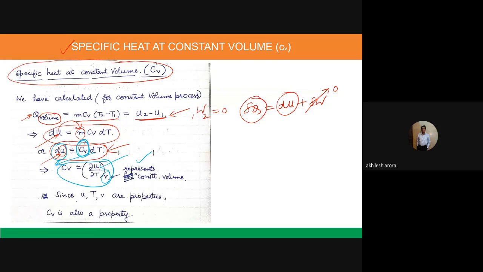Now let us see. U is a property, T is a property, V is a property. Therefore, CV is also a property, because if you see the definition, CV is equal to del U by del T at constant volume. So U is a property, T is a property, V is a property. That is why CV is also a property.